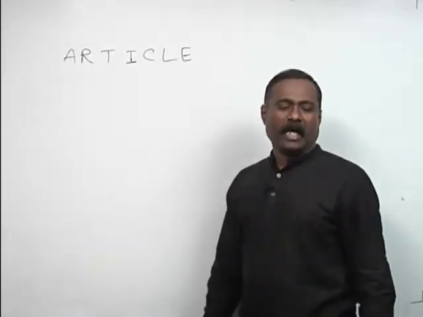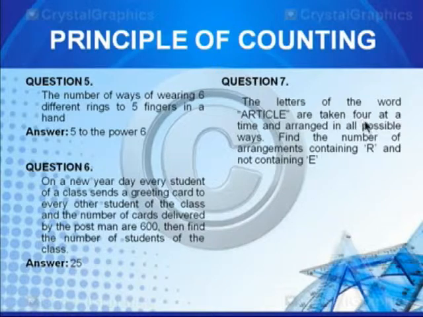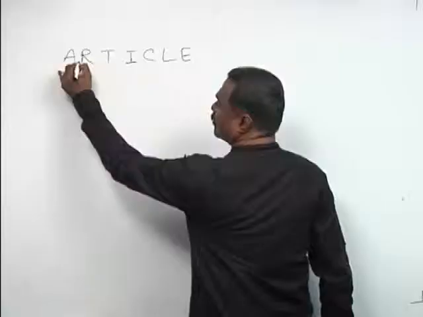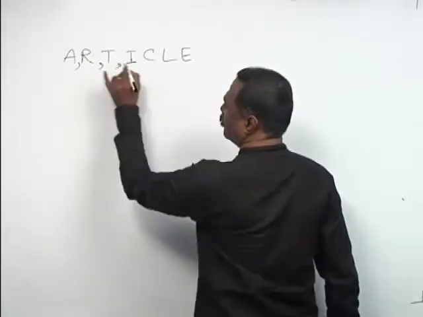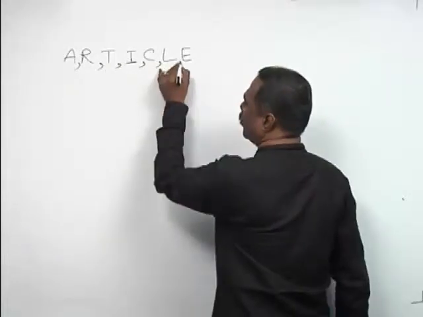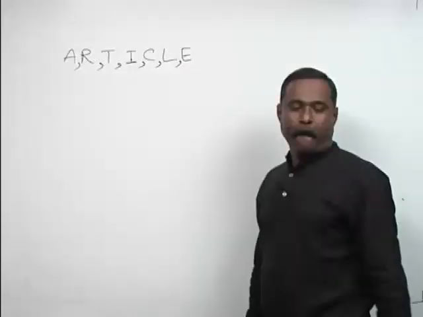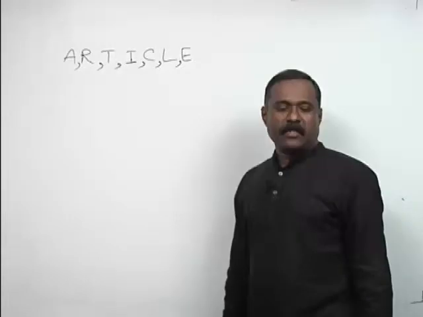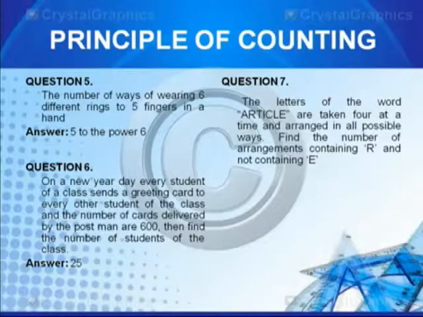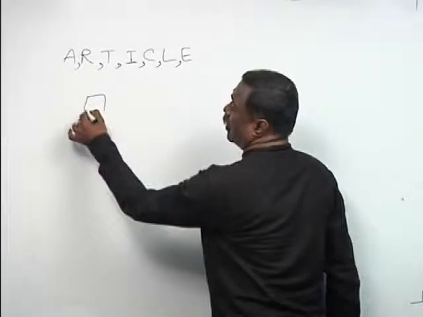So the letters of the word article are taken 4 at a time and arranged in all possible ways. Find the number of arrangements containing R and not containing E. So, what are the letters here? A, R, T, I, C, L, E. Now what we need? We need 4 letter arrangements.